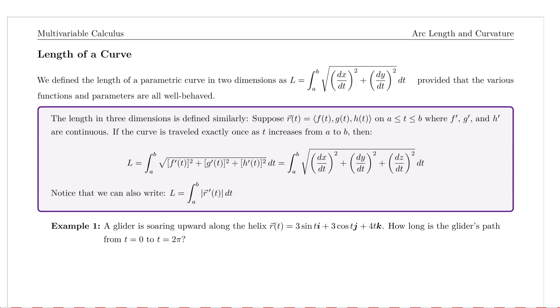Suppose r of t is equal to the vector composed of f of t, g of t, and h of t on the interval from a to b, where f prime, g prime, and h prime are continuous. If the curve is traveled exactly once as t increases from a to b, then the length is equal to this definite integral. Notice that we can also write the length as the definite integral from a to b of the magnitude of the derivative of our position vector with respect to t.